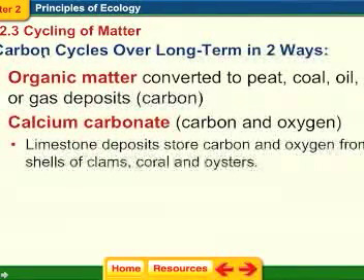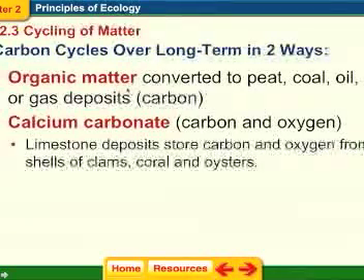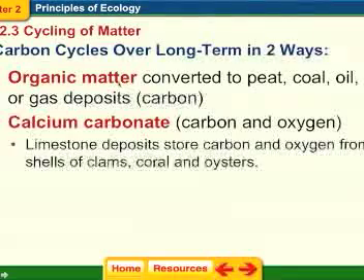The long-term aspect of this is important to understand. Carbon cycles over the long-term time scale in two different ways. We've got, like I talked about, the organic matter that gets turned into peat, coal, oil, gas deposits, and it just sits there for millions of years. And so that's considered a long-term storage part of the cycle.